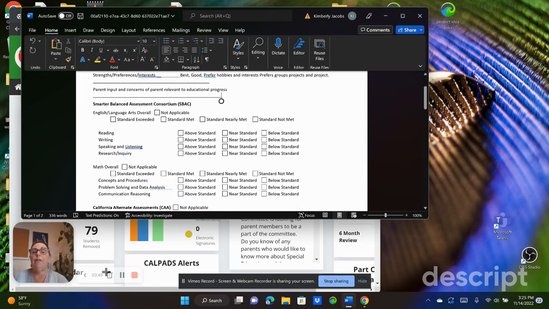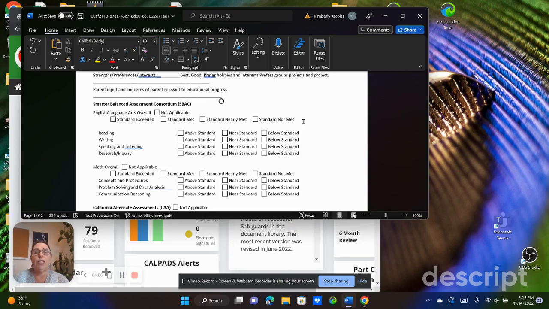So in California, we have the Smarter Balance tests. Because of COVID, recently we don't have the sub skills, but we do have scores for last year on the overall standard, met standard, nearly met or not met. Remember, the students don't take these tests at the younger grades, so that's when it would be not applicable.